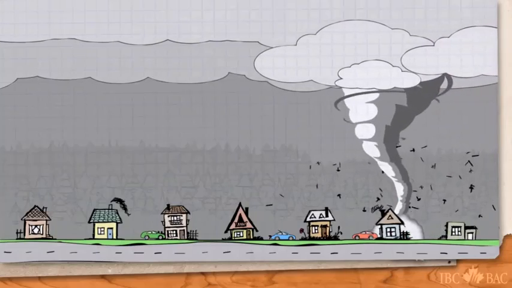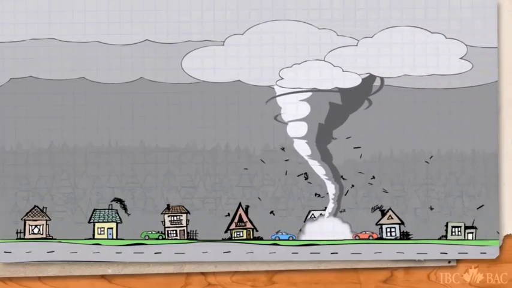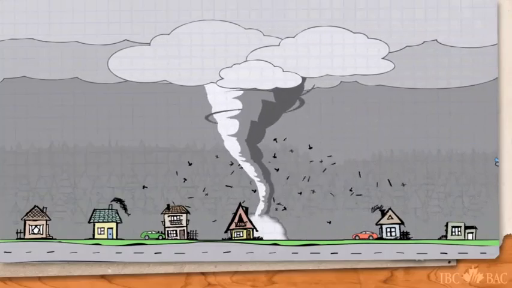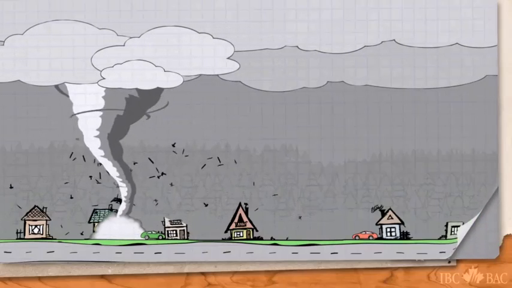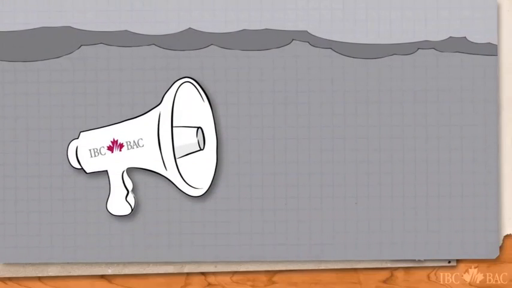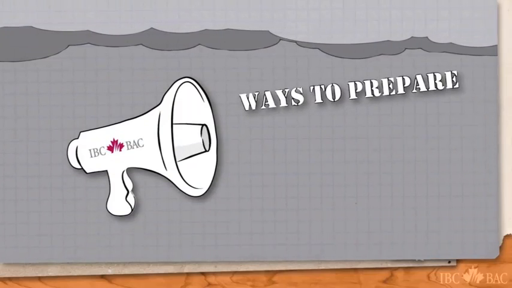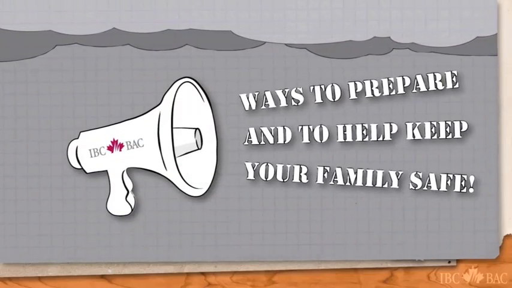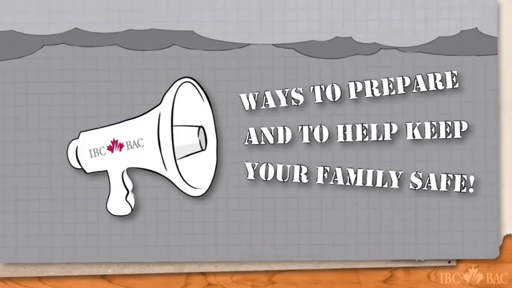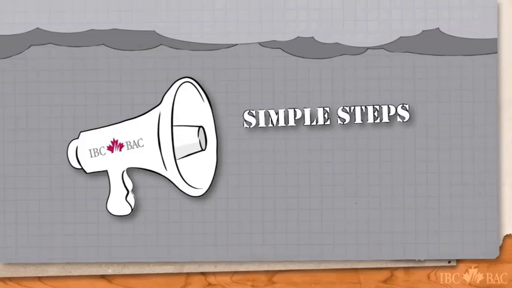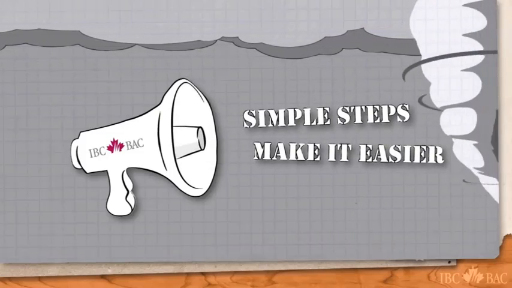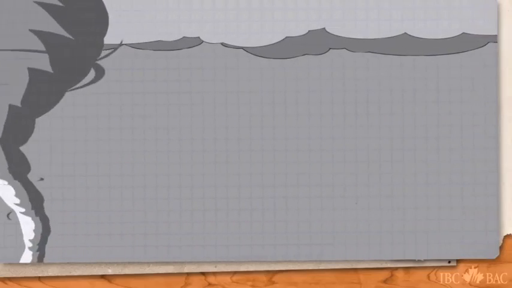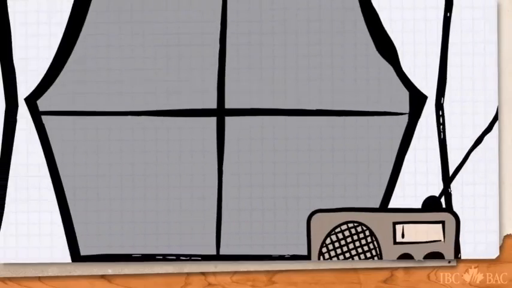It's one of nature's most terrifying sights. A tornado slicing across the landscape, cutting a trail of destruction and devastation. Insurance Bureau of Canada has some advice on ways to prepare and to help keep your family safe. And if the unthinkable does happen, IBC suggests that taking simple steps now can make it a lot easier to get your life back together after a tornado hits.